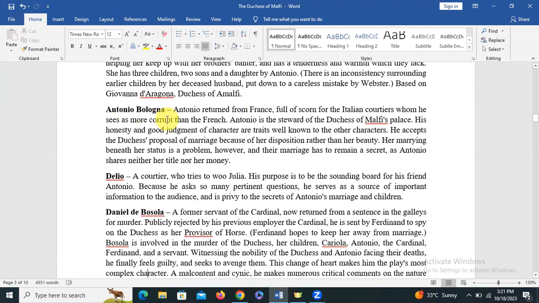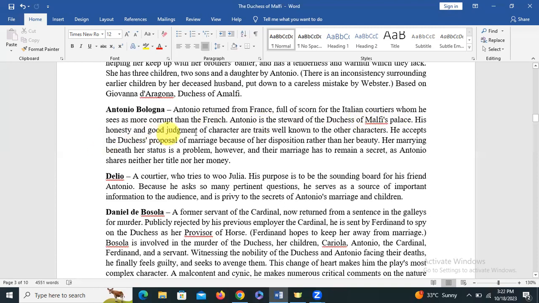Then there is Antonio Bologna. Antonio returned from France. At the very beginning of the drama, we see the discussion between Antonio and his friend Delio. There they were discussing the courts of France and comparing them with the Italian courts. This is how it is written here: Antonio returned from France, full of scorn for the Italian courtiers whom he sees as more corrupt than the French. Antonio is the steward of the Duchess of Malfi's palace.